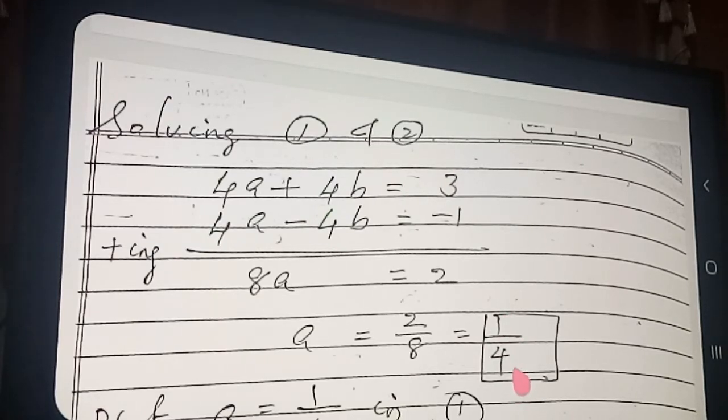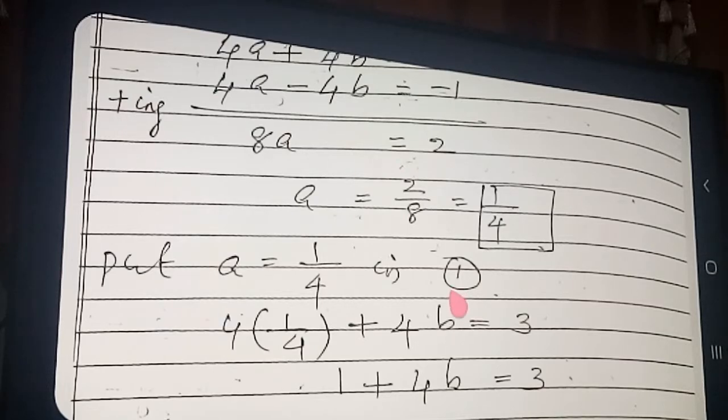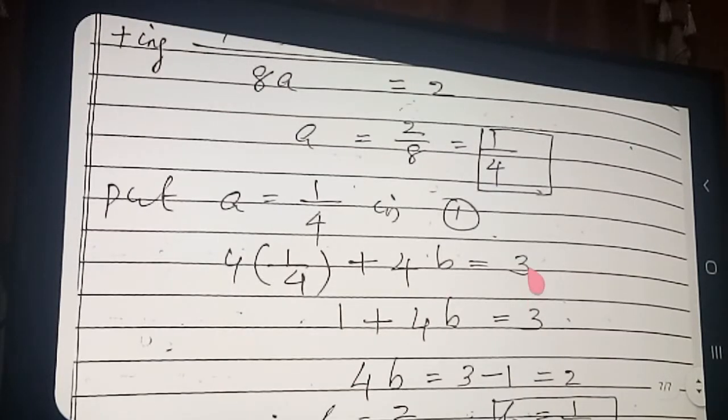Now as usual, this A is equal to 1 by 4, we will apply in any of the equations. Which equation we given? Equation number 1. Okay. Equation number 1 you can see now, this is equation number 1. See here. 4A plus 4B is equal to 3 is equation number 1. Apply there. Either you give equation number 1 or you give equation number 2, answer will be same only. Okay. So 4 into 1 by 4 plus 4B is equal to 3. This 4 up and down cancelling, 1 plus 4B is equal to 3.